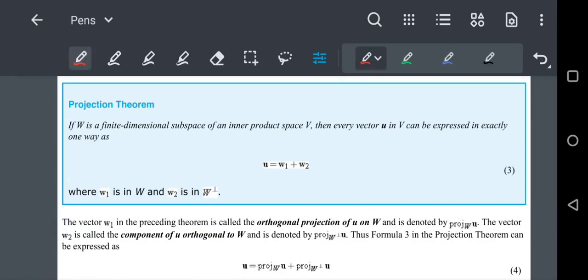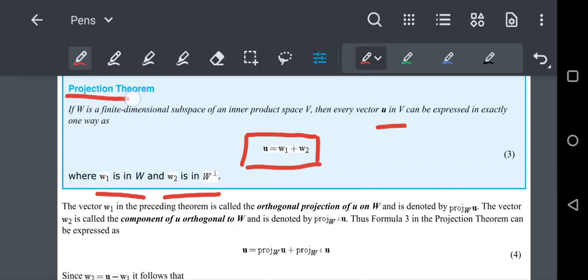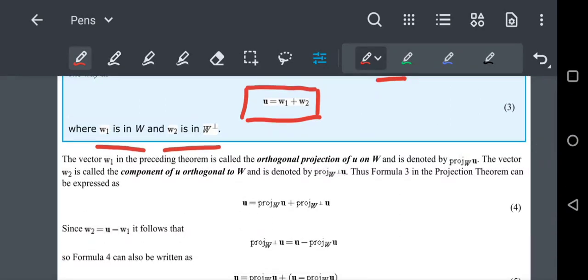Here, W is any finite dimensional subspace of an inner product space V, and U is any vector in V. Then any vector U can be uniquely written as U equals W1 plus W2, where W1 belongs to W and W2 belongs to W perp. That is what I told you with the help of the diagram. This is what we call the projection theorem. So any vector U can be written as a combination of two projections. W1 is the orthogonal projection of U on W, denoted by projection of U on W.